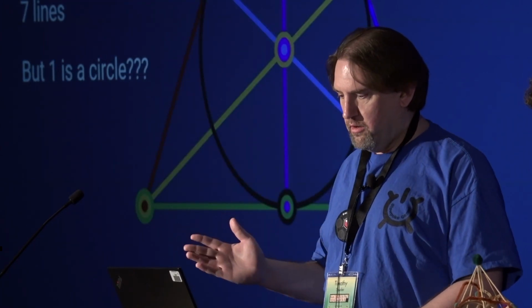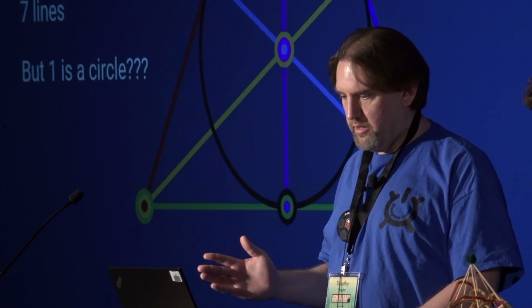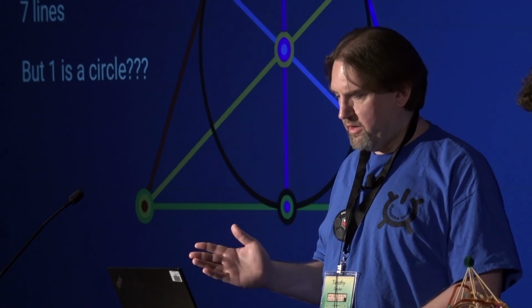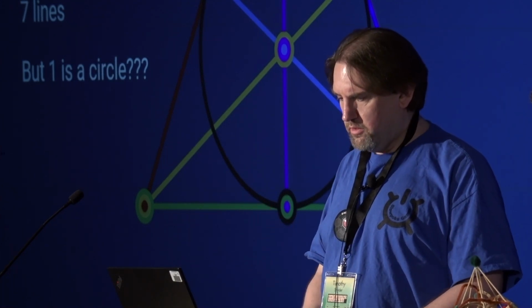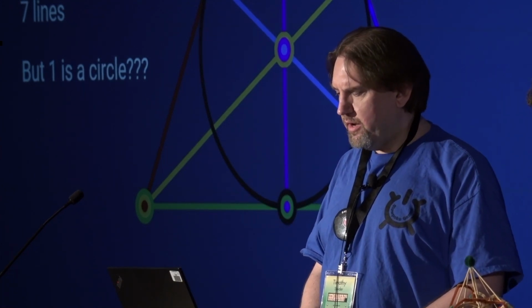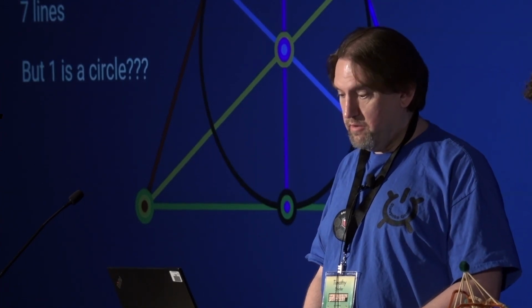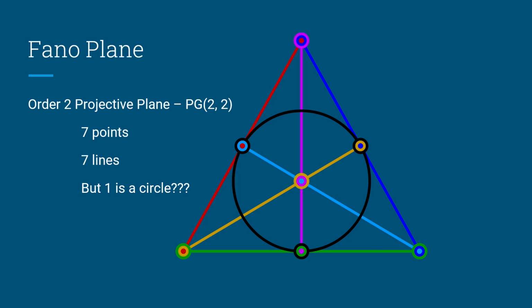So the Fano plane is the simplest projective plane. It's order 2 in 2 dimensions. It involves 7 points, 7 lines. But in this typical diagram, one of these lines is a circle, which kind of stands out a little bit. And in fact, the reason for this is the structure of the Fano plane consists of 168 symmetries, where the triangle doesn't have so many, and so some of the symmetry is actually hidden.